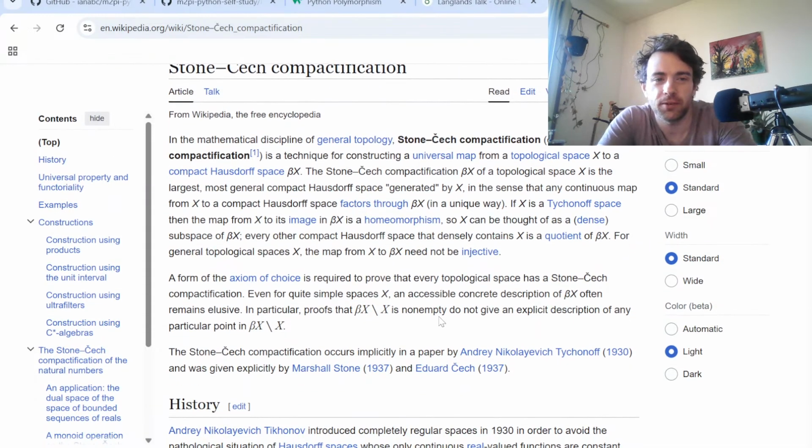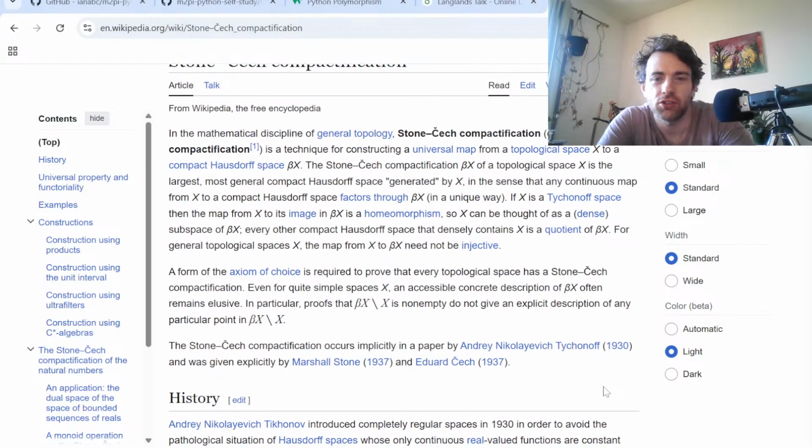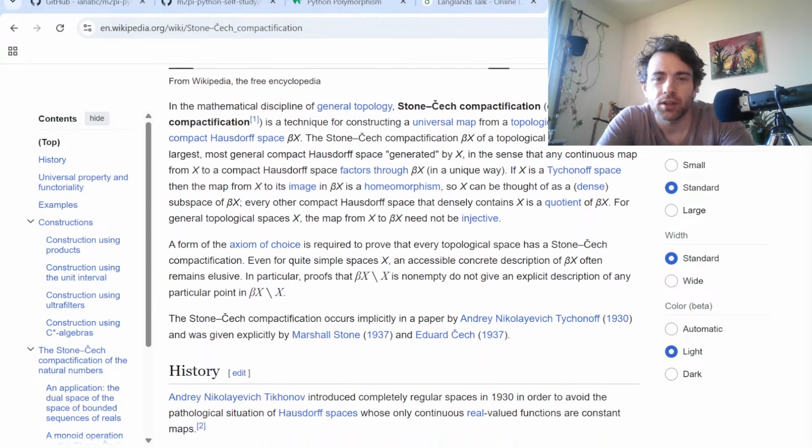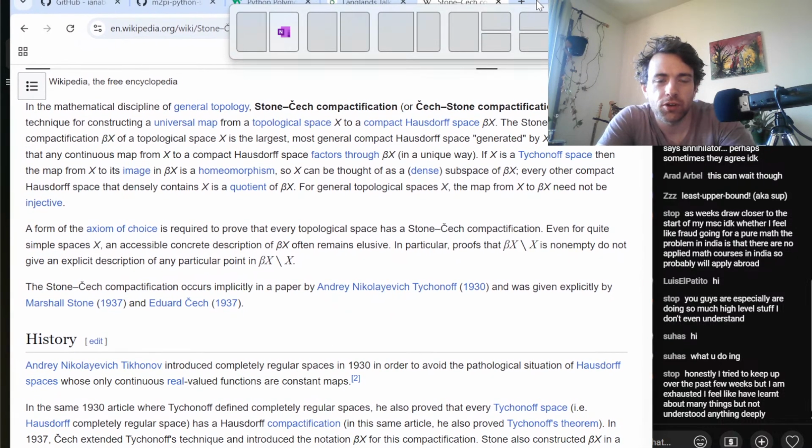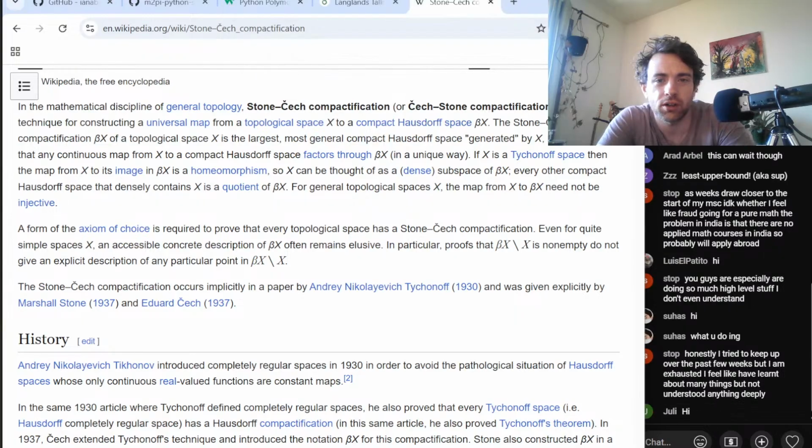It's like some sort of universal... It's pretty big, isn't it? Generally, the Stone-Čech compactification is pretty large. Technique for constructing a universal map from a topological space to a compact Hausdorff space. The Stone-Čech is the largest. Well, there you go. Most general compact Hausdorff space generated by X, in the sense that any continuous map from X to a compact Hausdorff space factors through. Just draw me the commuting diagram, gang. Come on. Where's the commuting diagram?